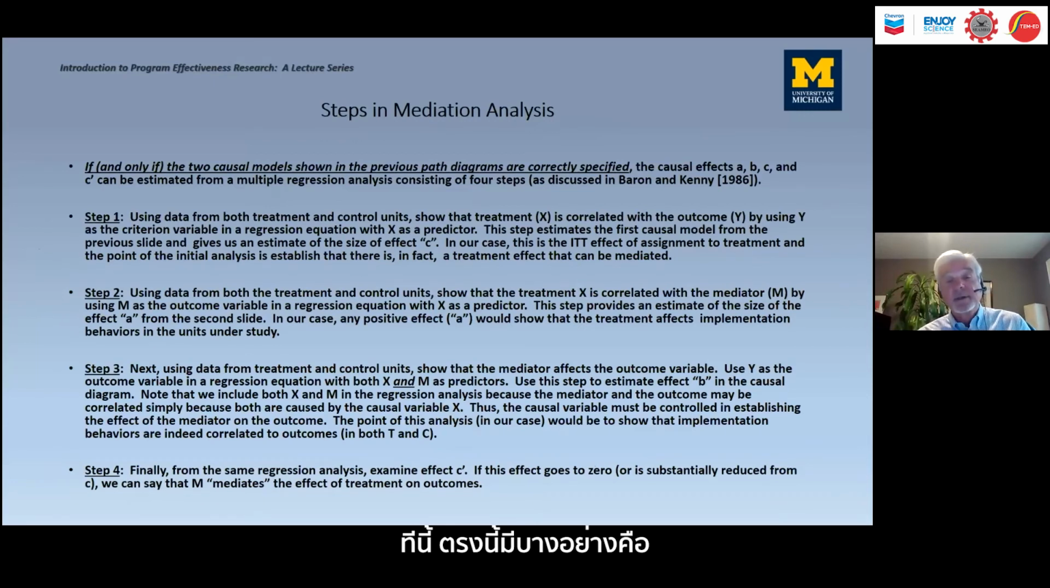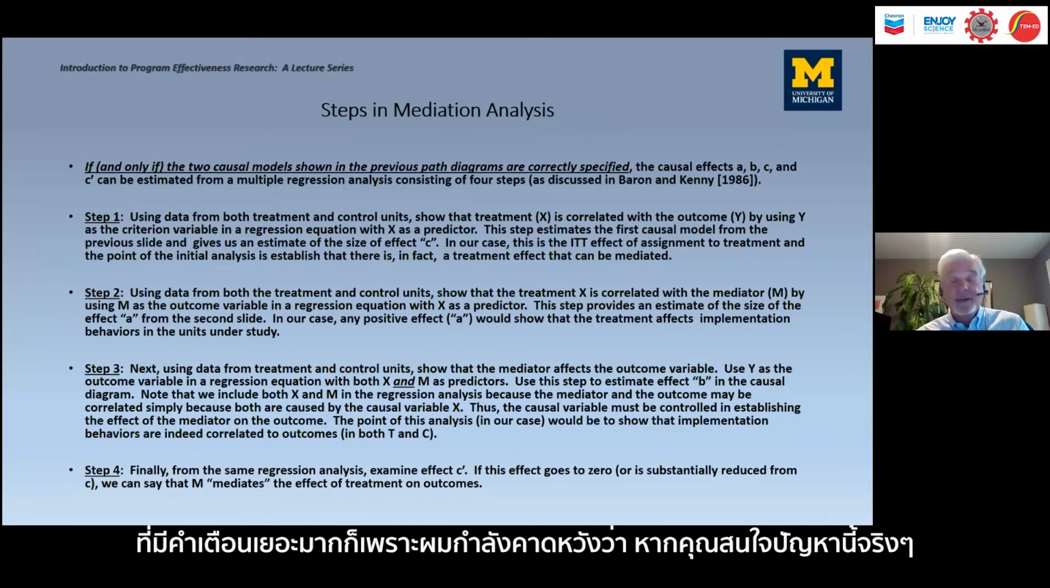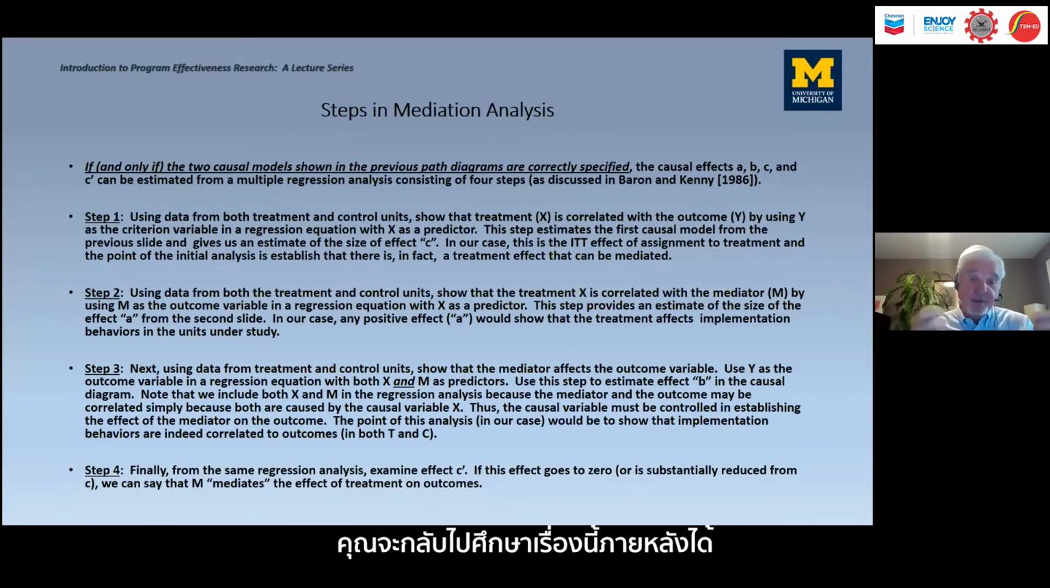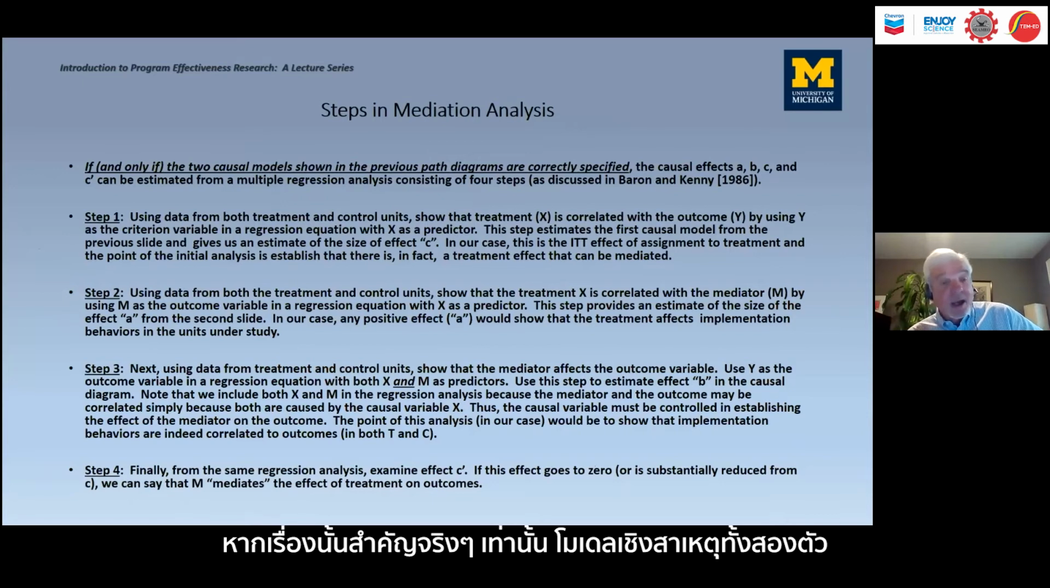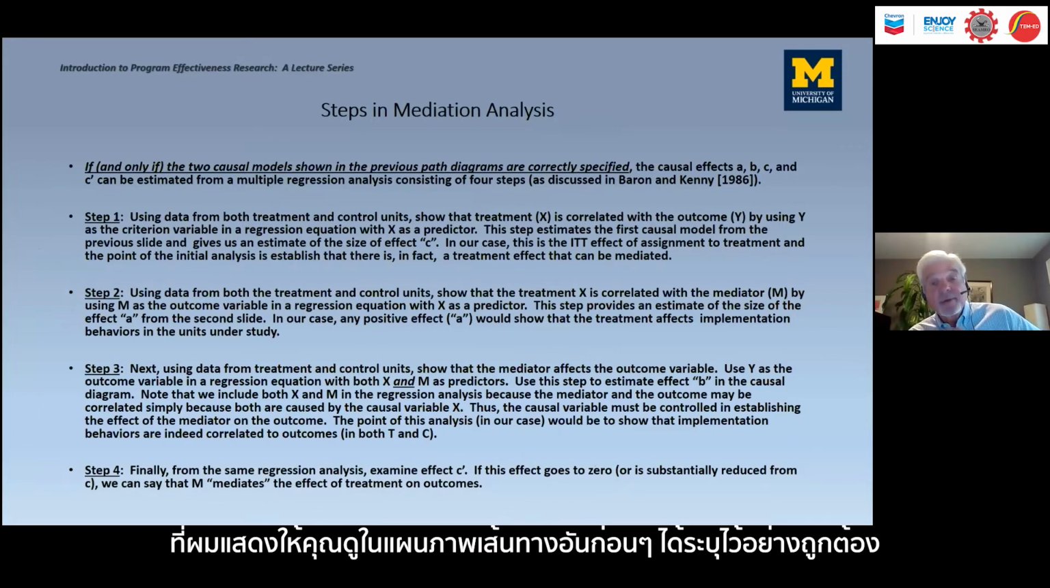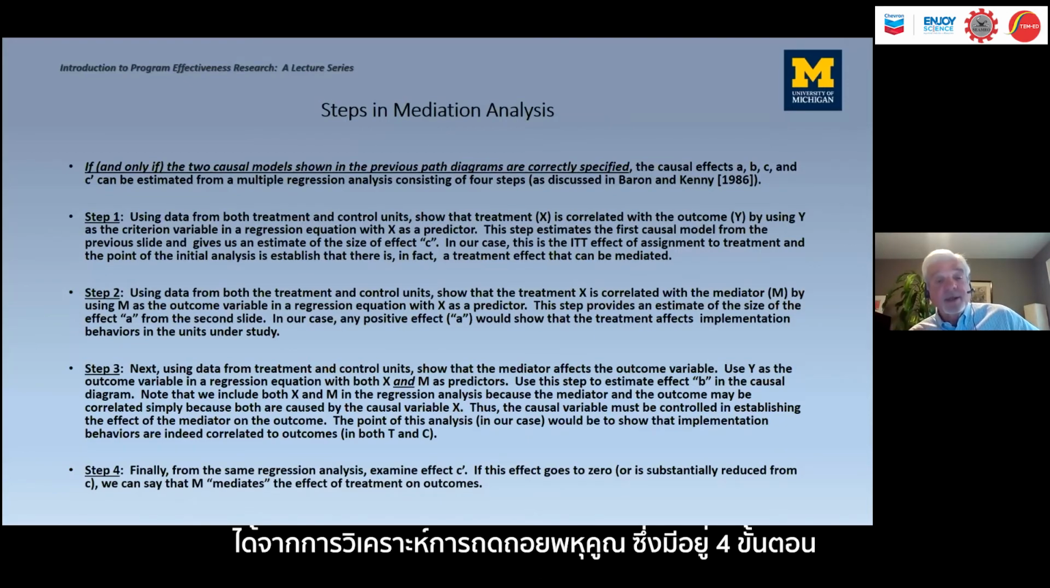Now, the next two slides, warning, are very dense, but I'm going to read them to you anyway. They're dense because I'm hoping that if you're really interested in this problem, you'll go back and study this. The issue is this: if and only if, that's important, the two causal models that I showed you in the previous path diagrams are correctly specified, then the causal effects A, B, C, and C prime can be estimated from multiple regression analysis that takes place in four steps.